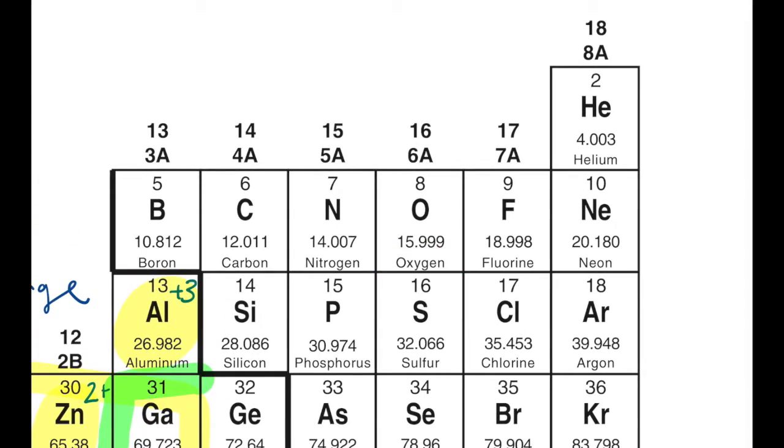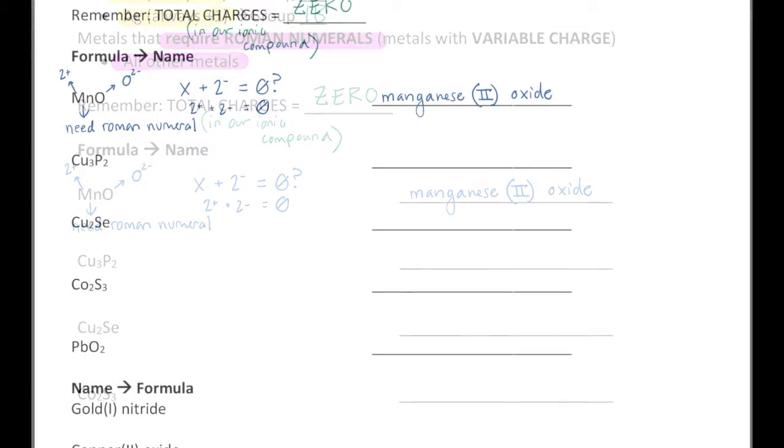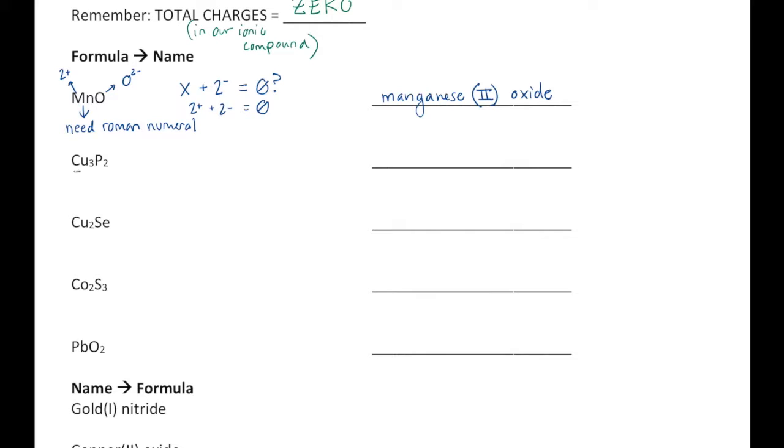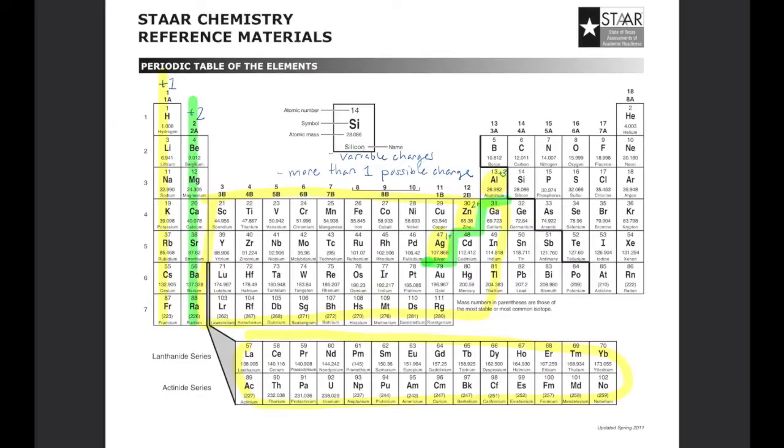We definitely use just the element names there. Now remember from last lesson, we do change that oxygen. We change the ending to end it with an "ide," so that's where oxide comes from. Let's look at the next example here.